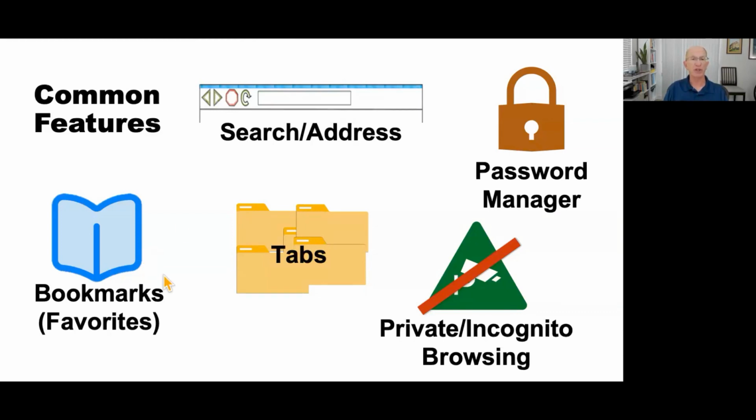They've all got the ability to save bookmarks so that you can find web pages you visit frequently and go back to them. On Edge, it tends to be called favorites. They've all got the ability to support multiple tabs so that you can keep multiple web pages open. They've all got a password manager that will help you manage your passwords and keep your passwords so you can log into different websites. They've all got a private, or what Google calls incognito, browsing mode that does not track what websites you visit. So they've all got that. But there's more.